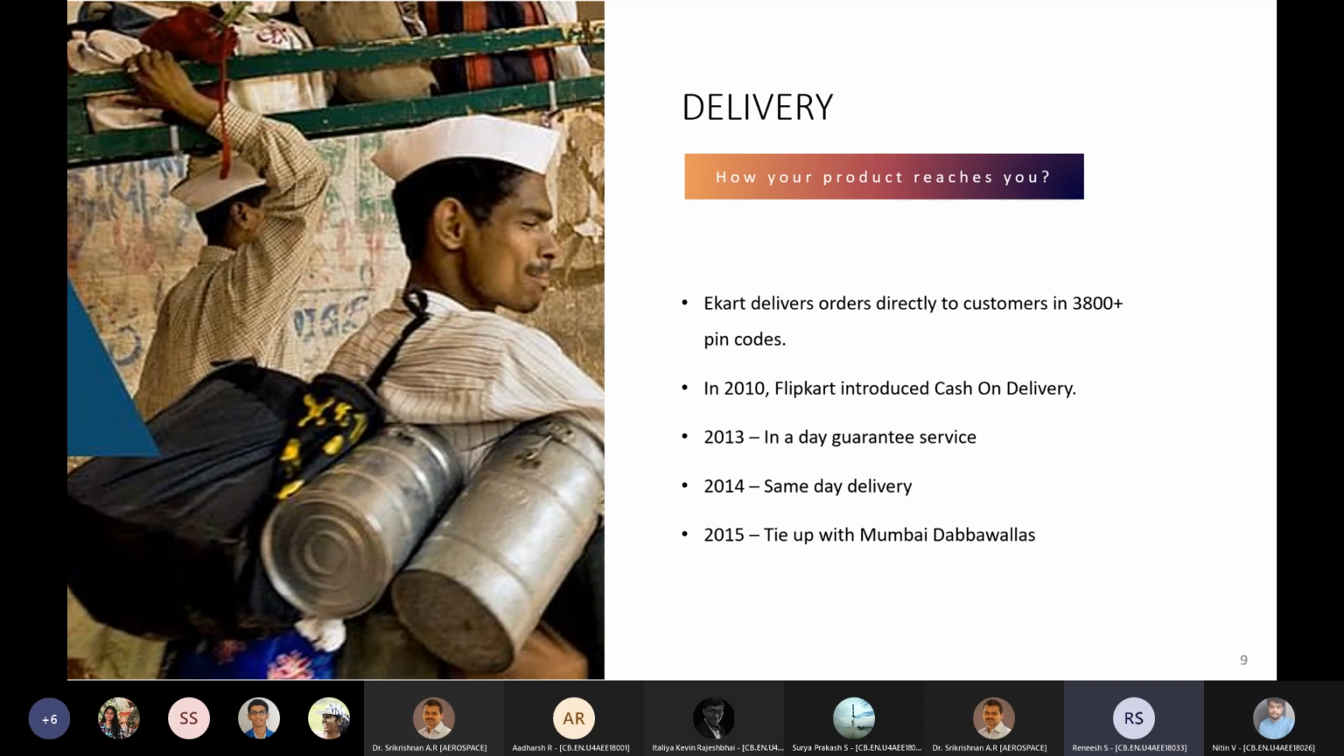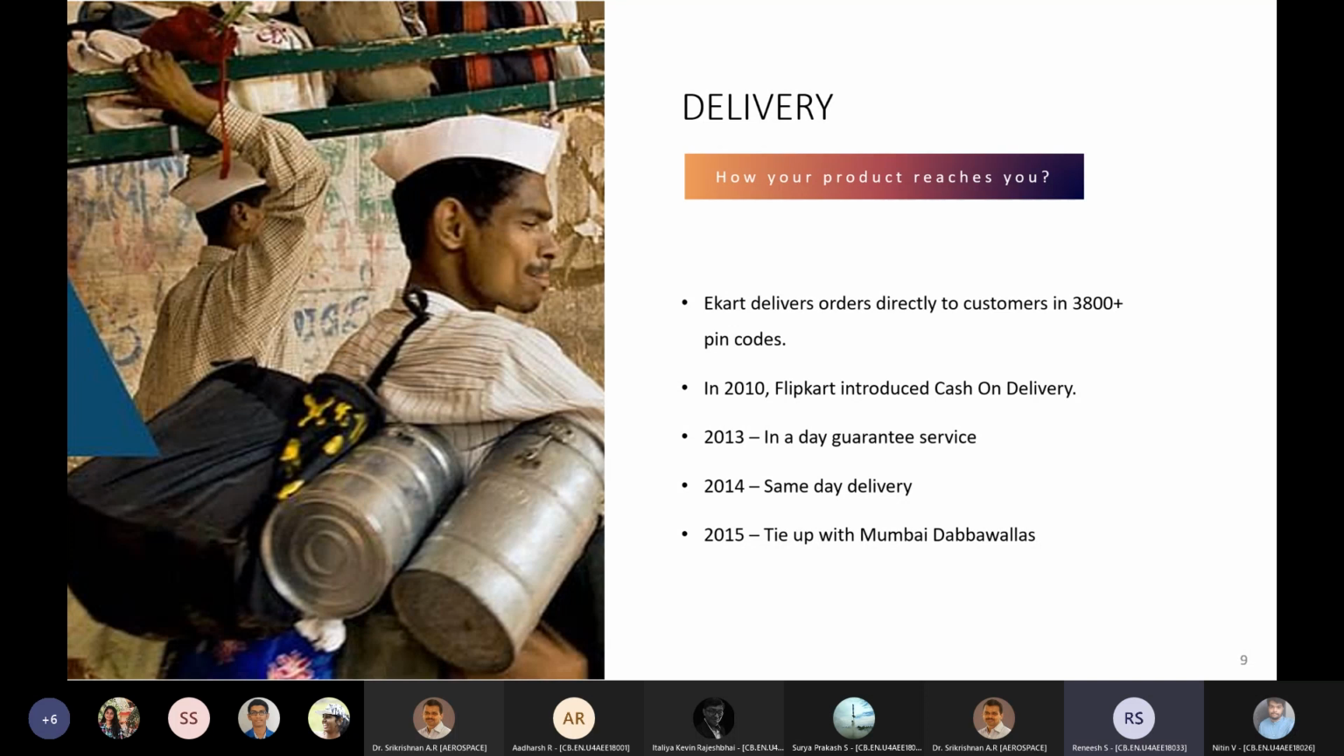And in 2014, the delivery system grew even further, and that made Flipkart introduce the same day delivery system where the customer will get the order within 24 hours. Also, in the same year, due to this huge growth of their delivery system and their logistics, Flipkart introduced the Big Billion Day sale, where all the shipments will be delivered within a day, and this made a huge success for Flipkart's business. And in 2015, Flipkart made a tie-up with Mumbai Dabbawalas.